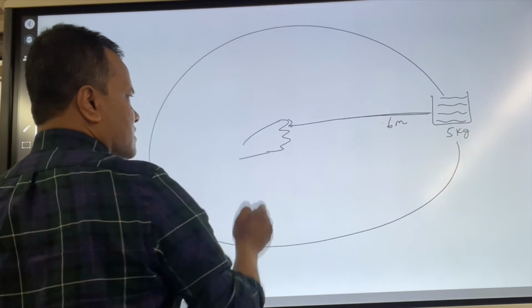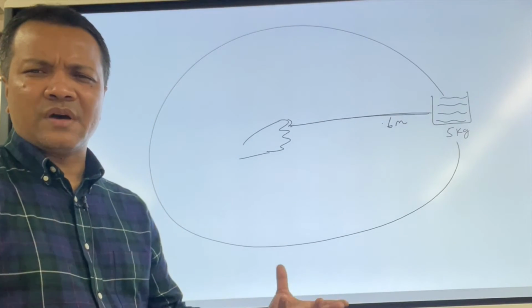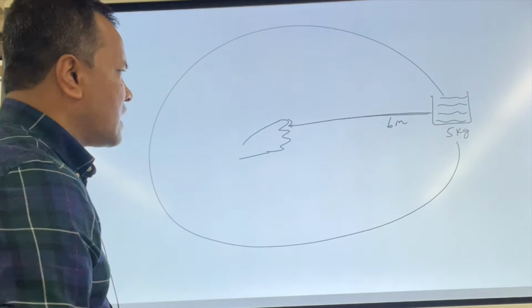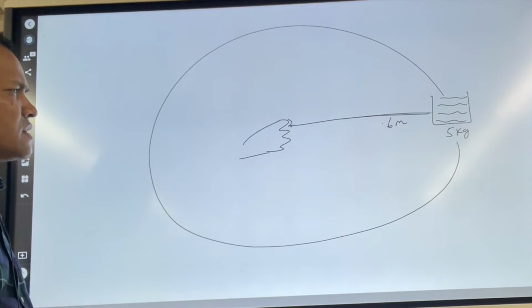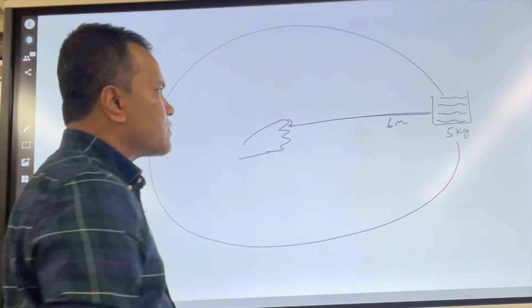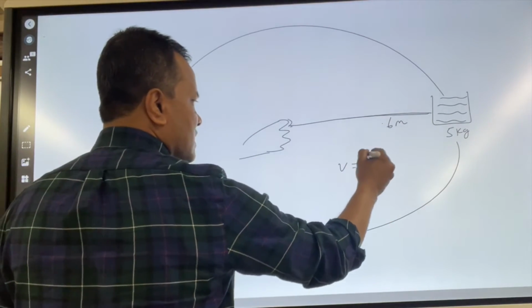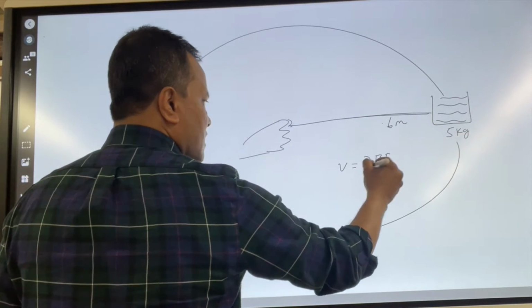So this is your hand. Okay. Alright, now what we are trying to find? We are trying to find the centripetal acceleration. How can we find the centripetal acceleration? Okay, let's first find the velocity. So what would be the velocity? Velocity would be 2 pi r over t.